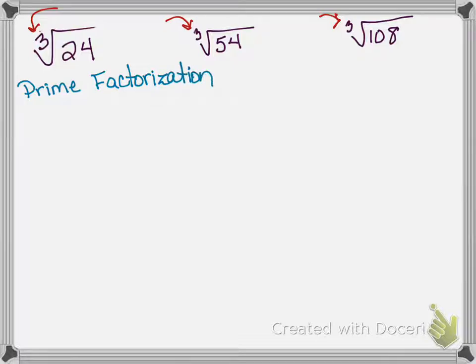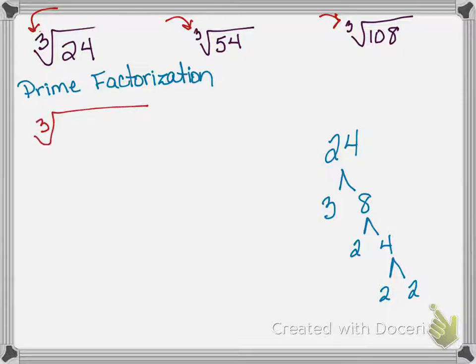So what I'm going to do is take my 24 and break it down into primes. We did a lot of that last chapter. So I know this was called a factor tree. Most of you remember the factor tree. So 24 breaks down to 3 times 8. 8 breaks down to 2 times 4. And 4 breaks down to 2 times 2. Okay? So my prime factorization of 24 is going to be 2 times 2 times 2 times 3.